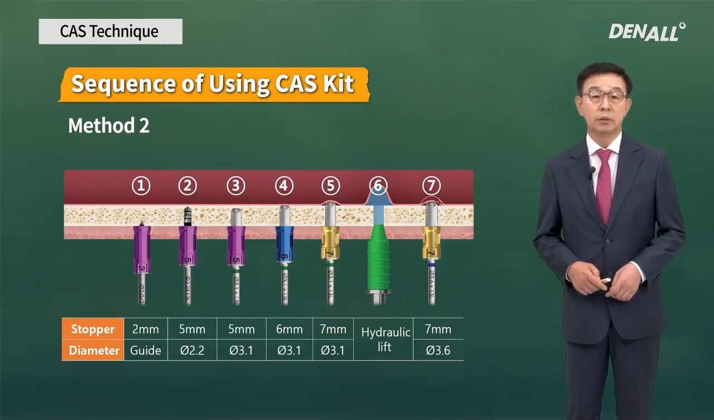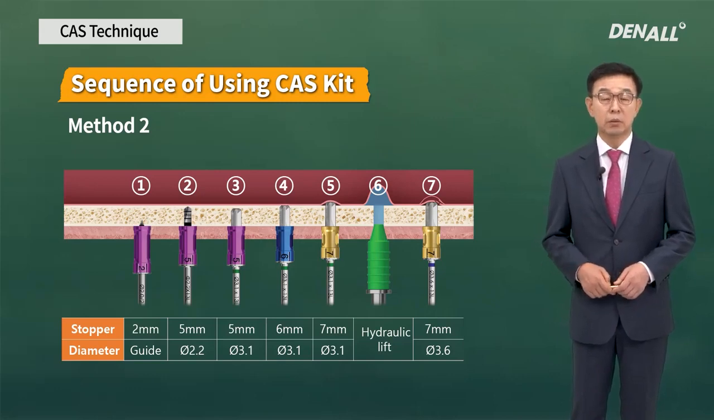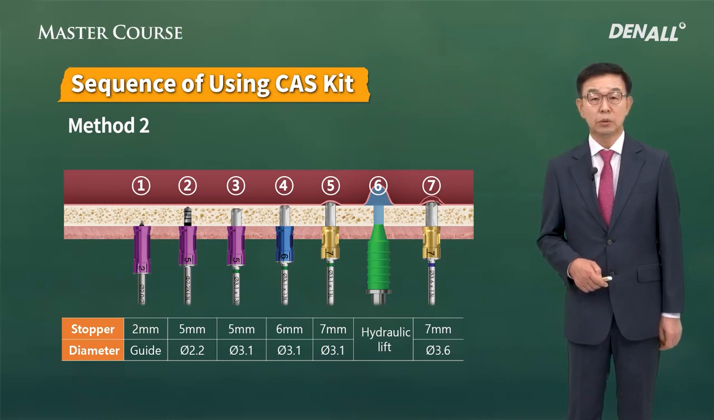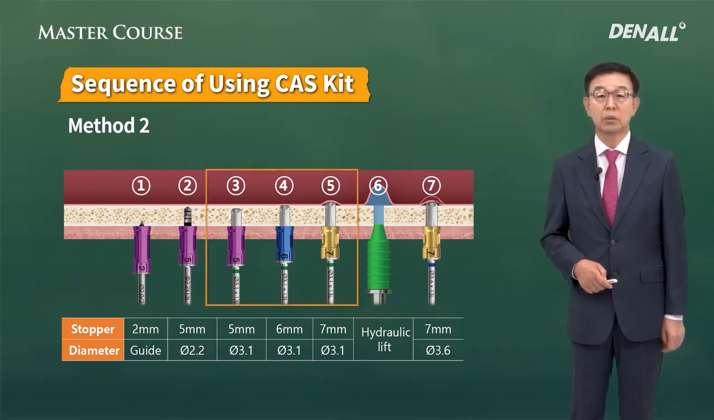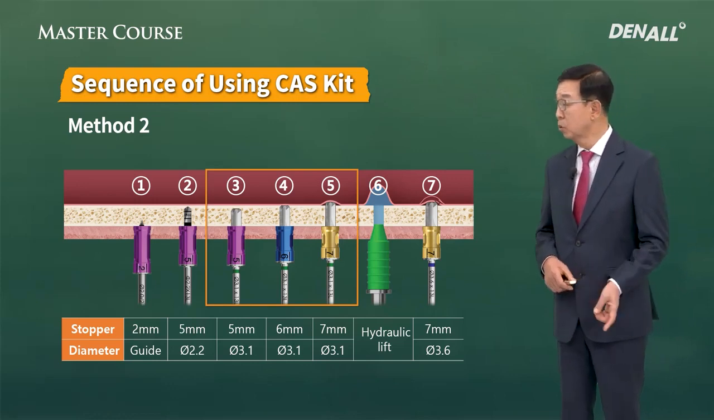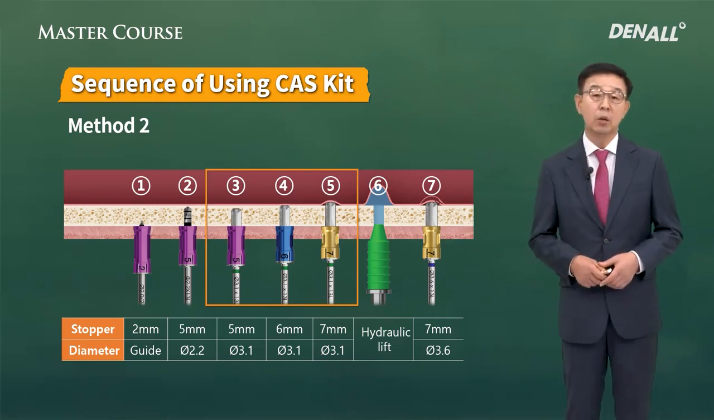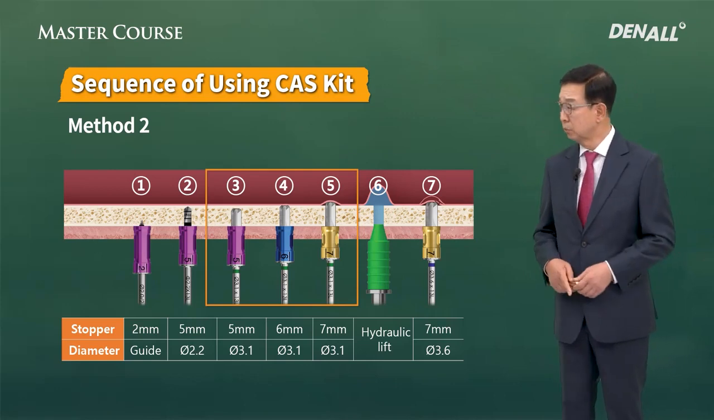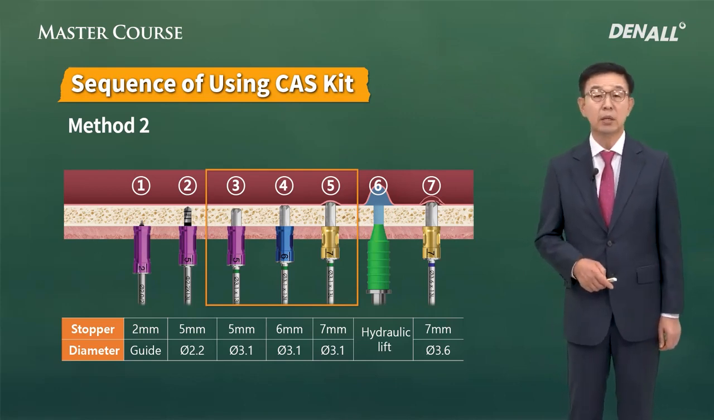In other words, guide drilling is done, twist drilling is done afterwards. You advance the depths first and check the sinus floor. Once this is confirmed, do hydrolift, and after that, you expand to the desired bone width. After this, implant is placed.